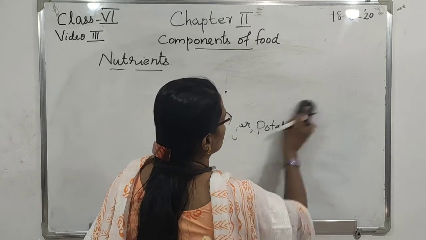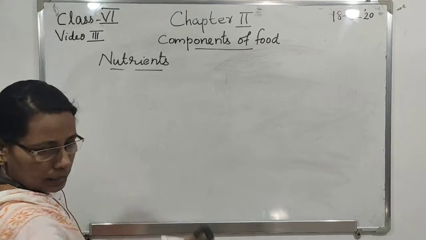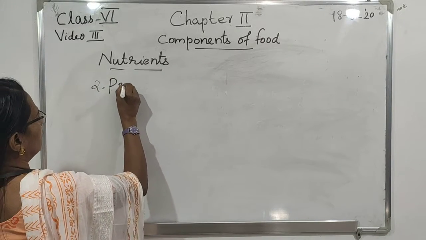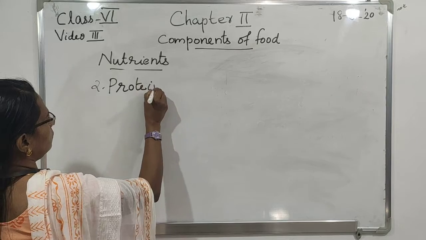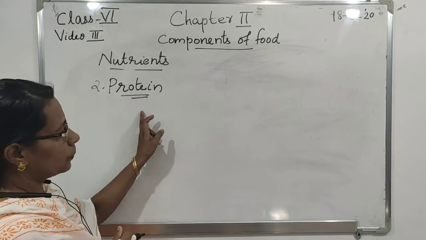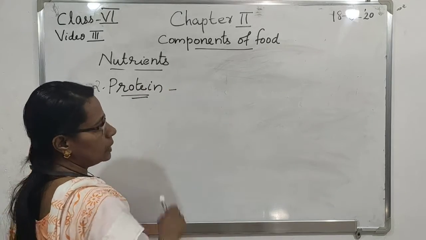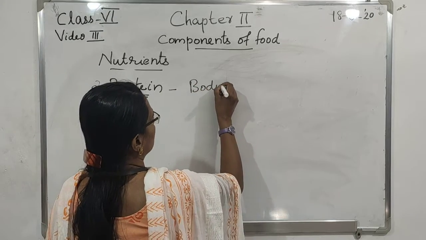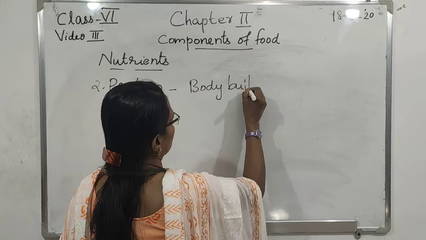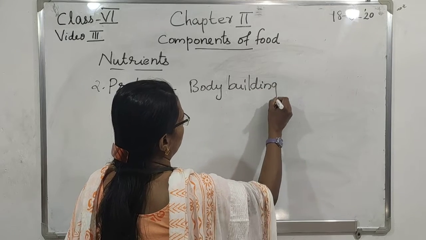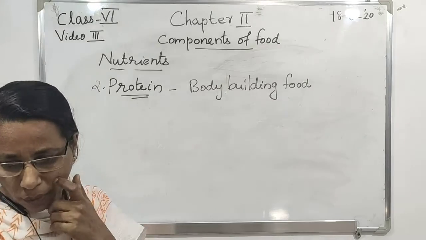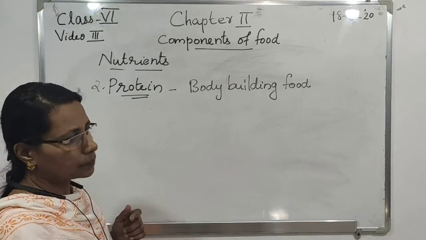Then next is proteins. Next nutrient is protein. What are proteins? Proteins are called body building food. Proteins are called body building food.